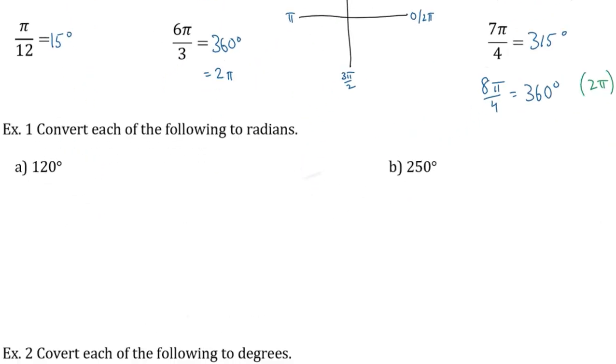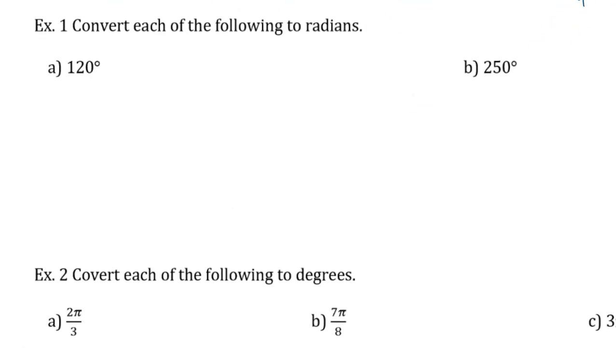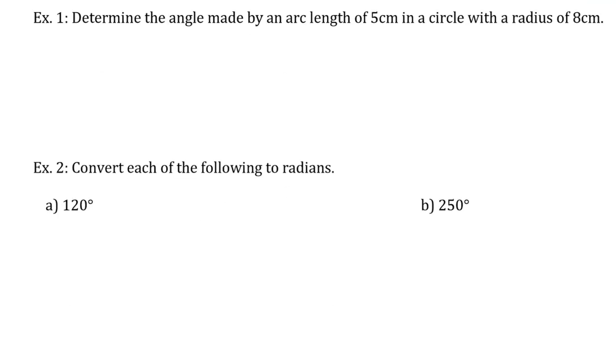Okay, we'll do a couple more examples. You try these. Convert each of the following to radians. Oh, this is a different worksheet from what you have. Give me a second. Okay, we're going to do this question first. Determine the angle made by an arc length of 5 centimeters in a circle with a radius of 8 centimeters.